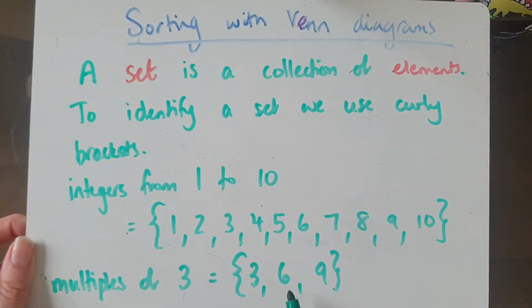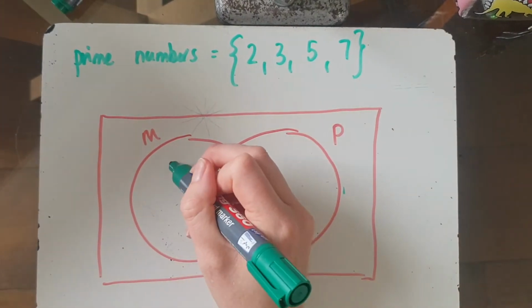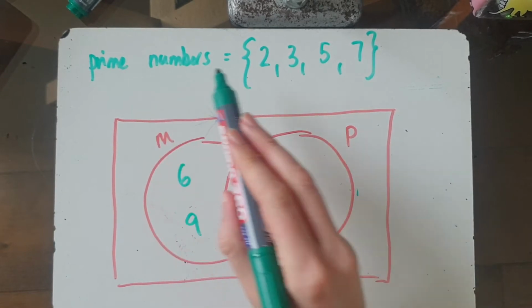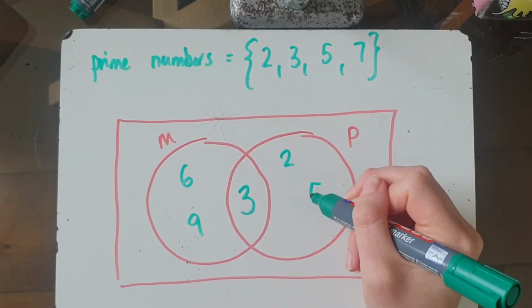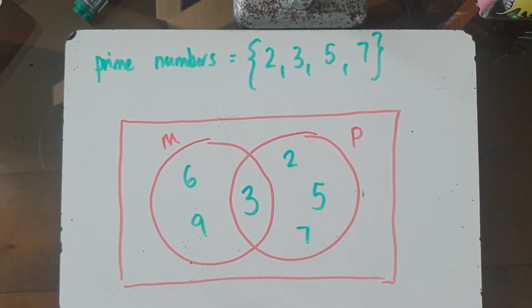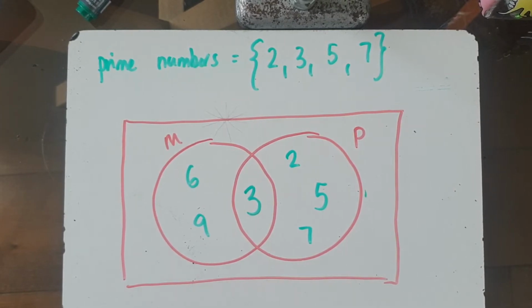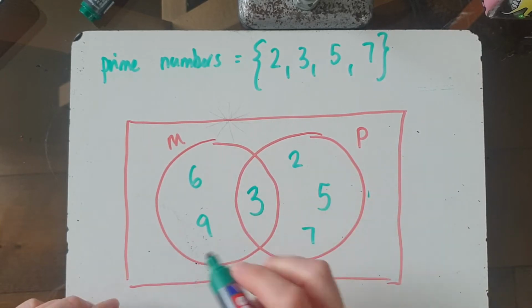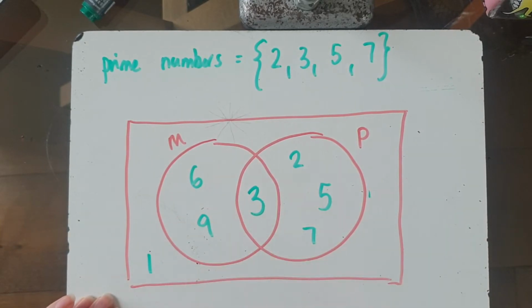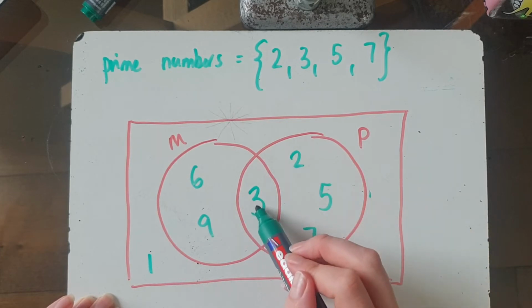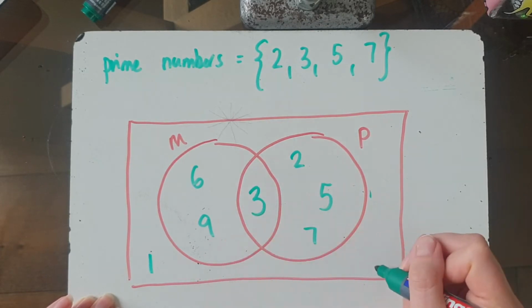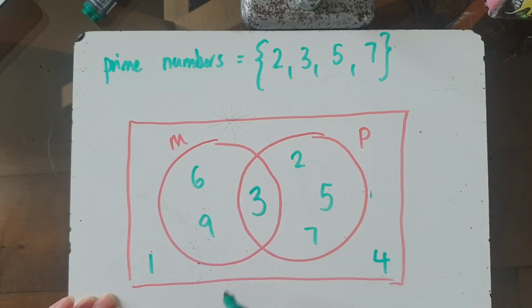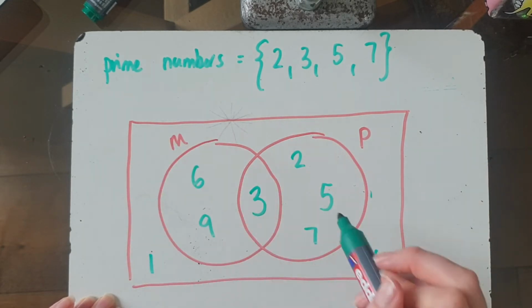Then multiples of 3, we've still got 6 and 9 left. So 6 and 9 need to go here. And then in the prime numbers, we've still got 2, 5, and 7. Now, it was actually the integers from 1 to 10. So 1 isn't in here, so that goes outside. 2 and 3 are both there, but 4 is missing, so 4 goes outside as well. It doesn't matter where outside you put it, as long as it's inside the box and outside of the circles.